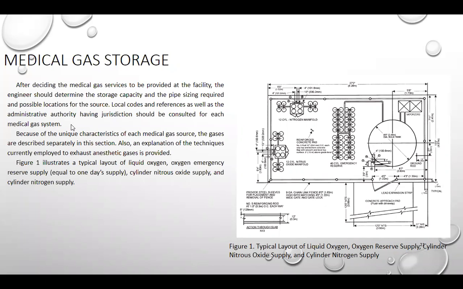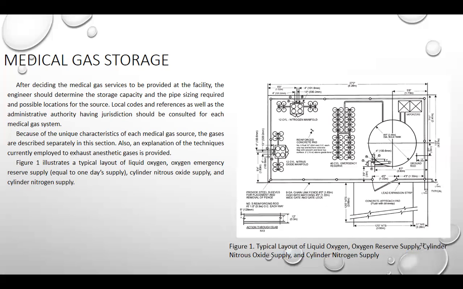Okay. After deciding the medical gas services to be provided at the facility, the engineer should determine the storage capacity and pipe sizing required and possible location for the service. Local codes and references as well as the administrative authority having jurisdiction should be consulted for its medical system. Because of the unique characteristic of each medical gas source, the gases are described separately in this section, this topic. Also, an explanation of the techniques currently employed to exhaust anesthetic gases is provided.